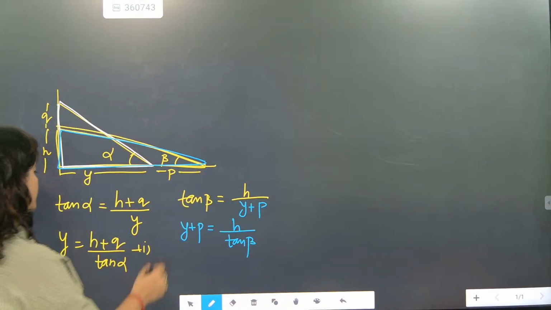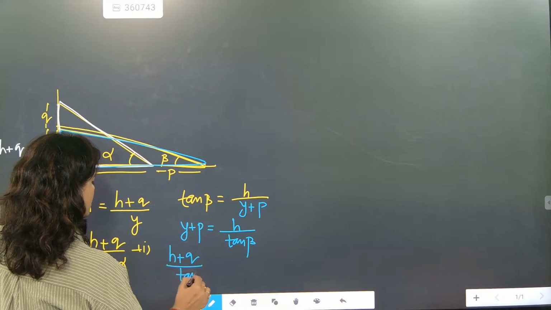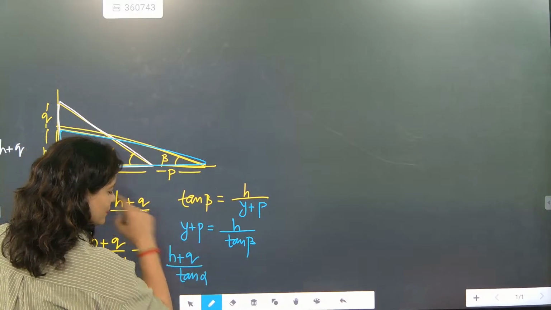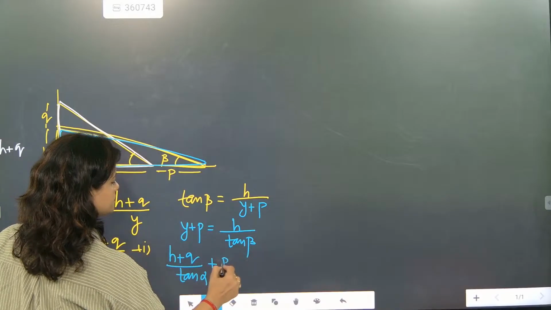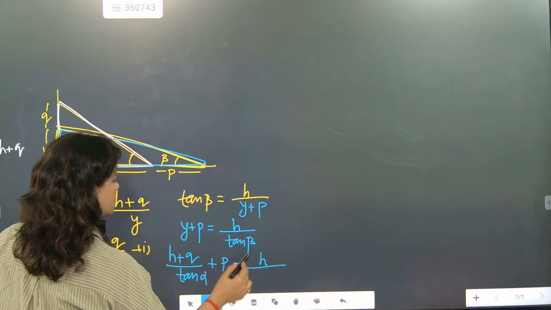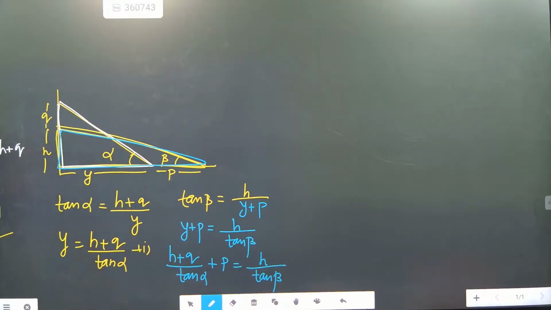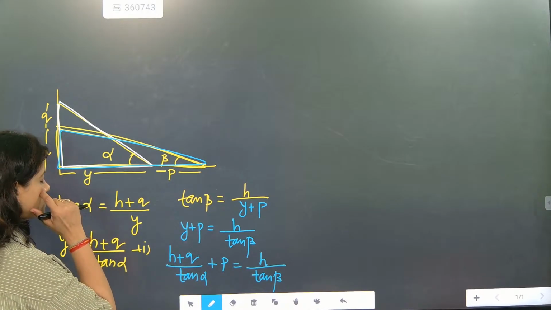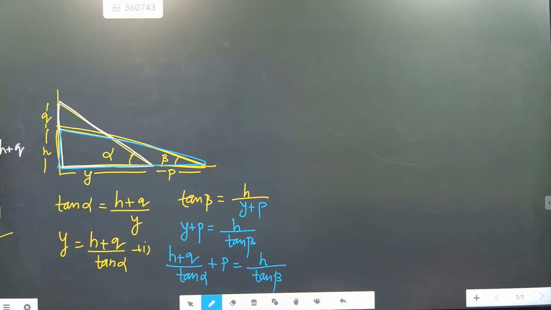Done. So here instead of y, can I write h plus q by tan alpha, plus p, is equal to h by tan beta. So we will be doing one work. Y substitution is there. So the y substitution part is going to eliminate h. We need to remove h. Better we will do the ratio part, then one section will be removed.